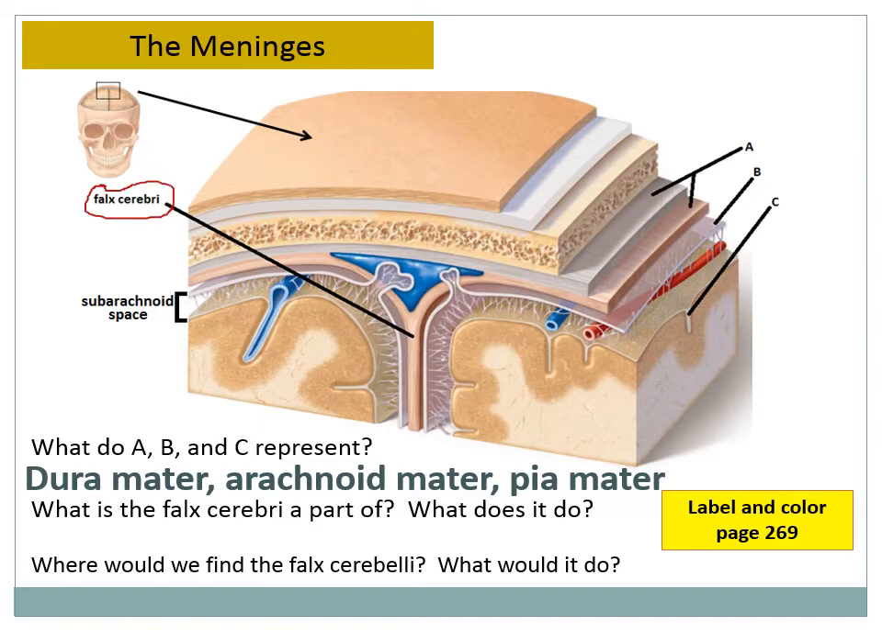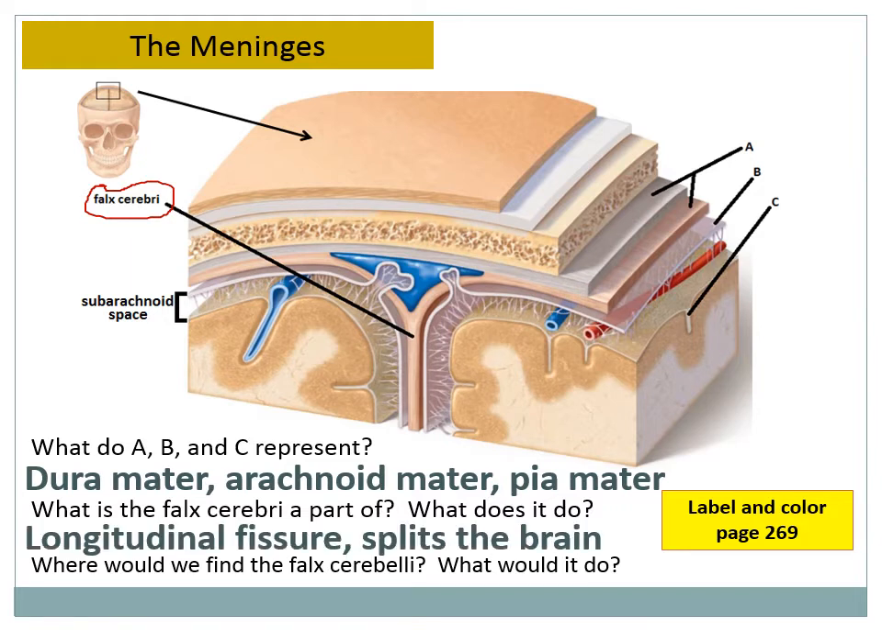What is that a part of? What structure is the falx cerebri a part of? Yeah, it is part of that longitudinal fissure, and so it's going to help split the brain. So remember that we have that longitudinal fissure that's going to help split the brain, and that corpus callosum, which is going to keep the brain together. We also have this thing called the falx cerebelli. So the falx cerebelli, where would we find that, and what would it do?